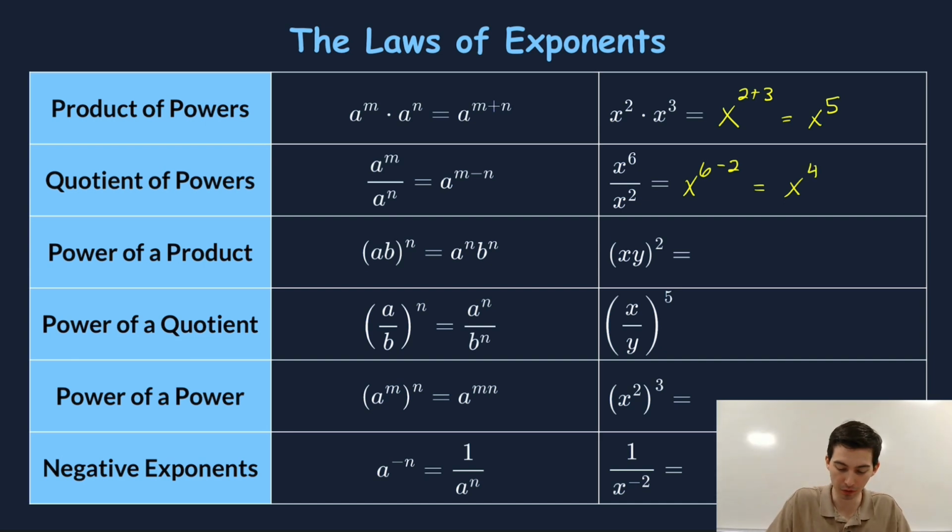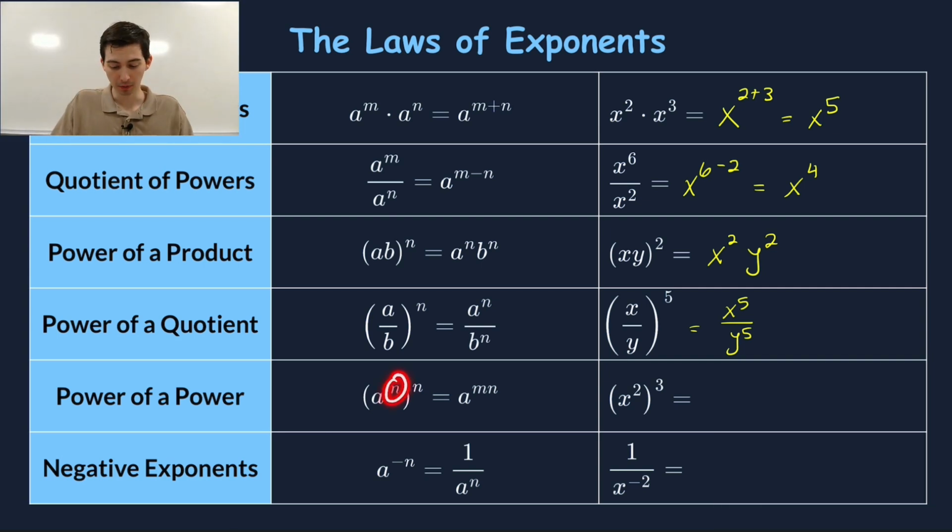This time, if we have two different bases that are being raised to the exponent, and they're being multiplied, that just means that we're going to distribute this exponent to both of those terms. So if I have xy all squared, then I can rewrite this as x squared y squared. Same thing if we have a fraction. Both the top and the bottom will get the exponent. So if I have x over y raised to the 5th, then I can just write this as x to the 5th over y to the 5th.